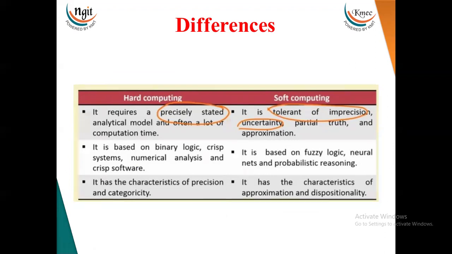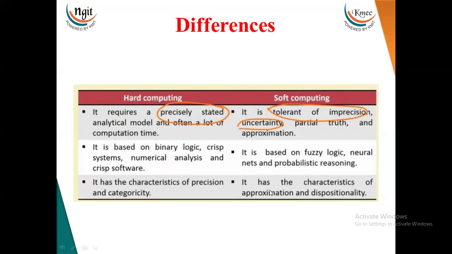So whenever you are defining soft computing, always use these 4 terms. You have to say that it is tolerant to imprecision, uncertainty, partial truth, and approximation, which is quite opposite to hard computing. Hard computing is based on binary logic or crisp systems and numerical analysis. You know binary logic is 0 or 1, crisp systems are yes or no, true or false, but soft computing will work on fuzzy logic and probabilistic reasoning.